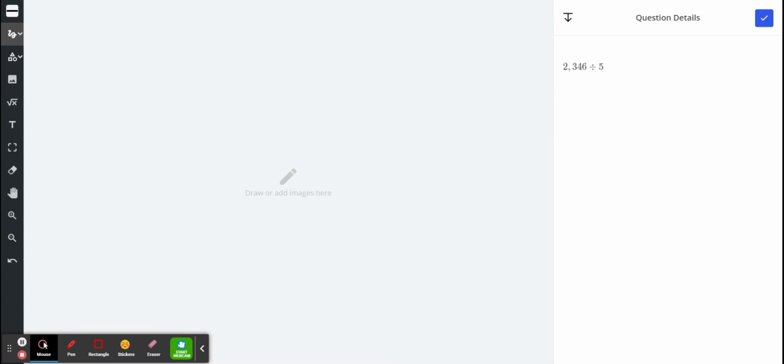All right, so I'm going to do 2,346 divided by 5. Now remember, this means how many 5s will fit into 2,346, which is going to be quite a bit, a lot.